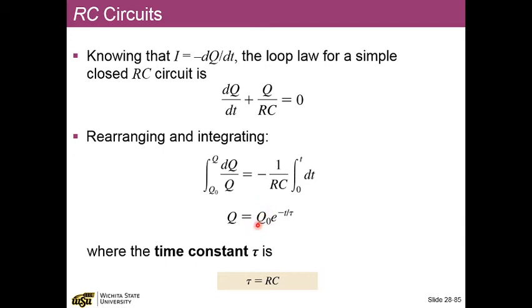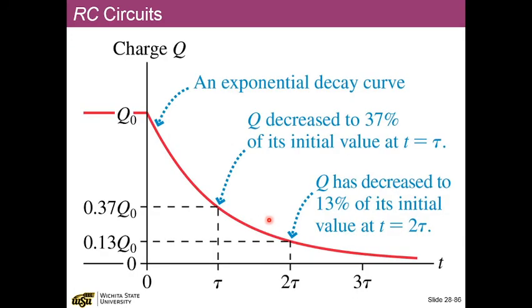Let's look at how it decays in a plot. At t equal to 0, it is fully charged. As soon as we close the switch, the charge starts moving, losing charge and decaying exponentially. This is an exponential curve. At time tau, one time constant, the charge left in the capacitor is about 37% of its maximum value. At twice the time constant, only 13% of the charge is left. So it is decaying like that.